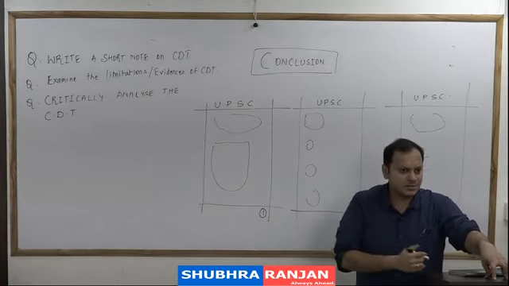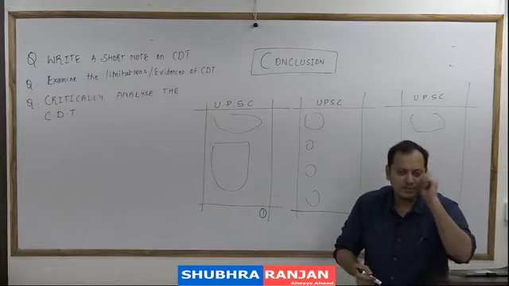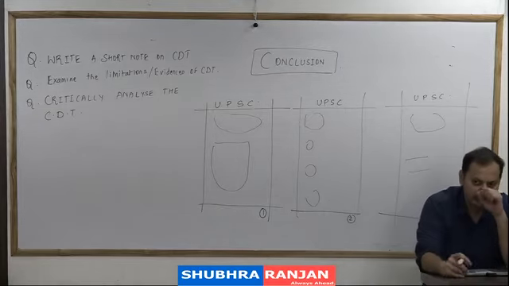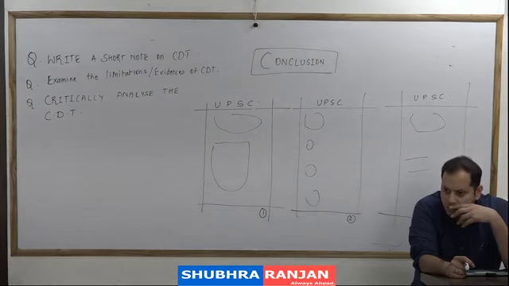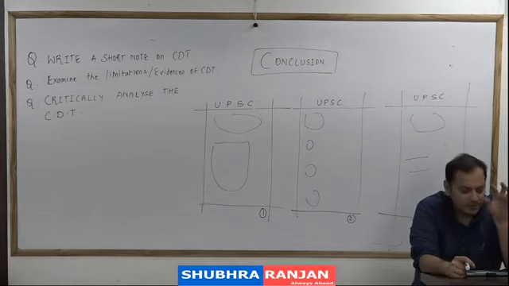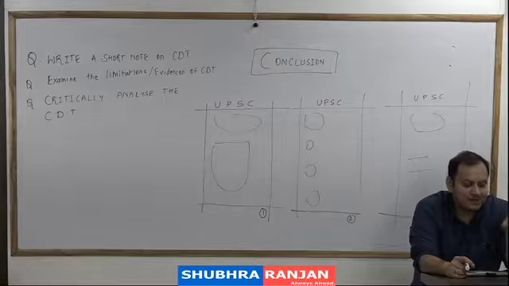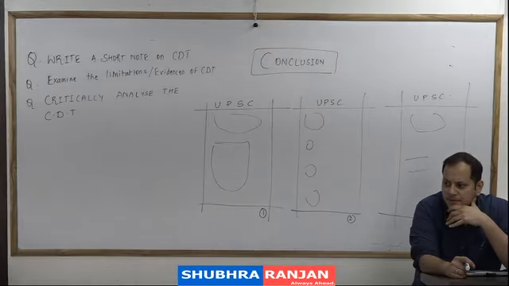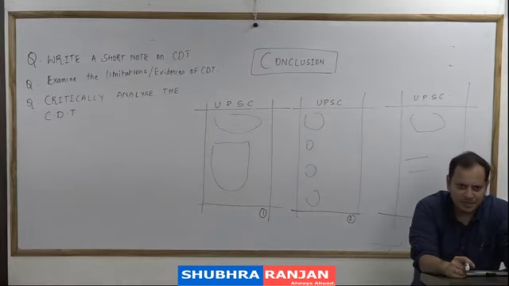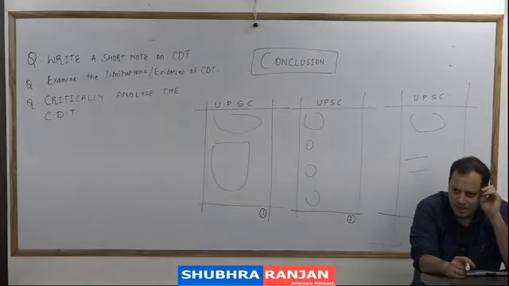If limitations and evidences are asked, how will you write? If it is again in 200 words, what will be the structure of the answer? We'll start from which point? The question is: write a short note on the limitations of the continental drift theory. How will you start the answer? Will you directly start with the limitations or give a little background? You will have to give a little bit of background.